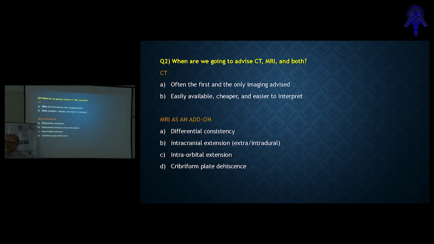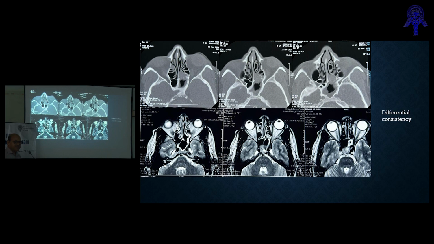Or you are suspecting a skull base breach where there is a herniation of the meninges with or without brain content, so, meningoencephalocele. In those cases, you can add MRI as an add-on along with CT scan. Few examples we can see here. You can see differential consistency.